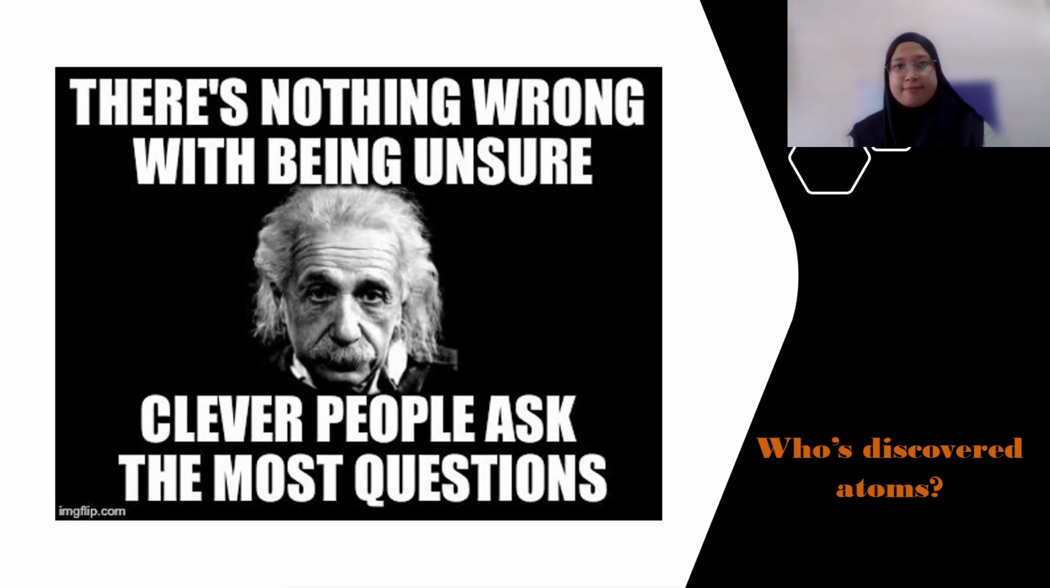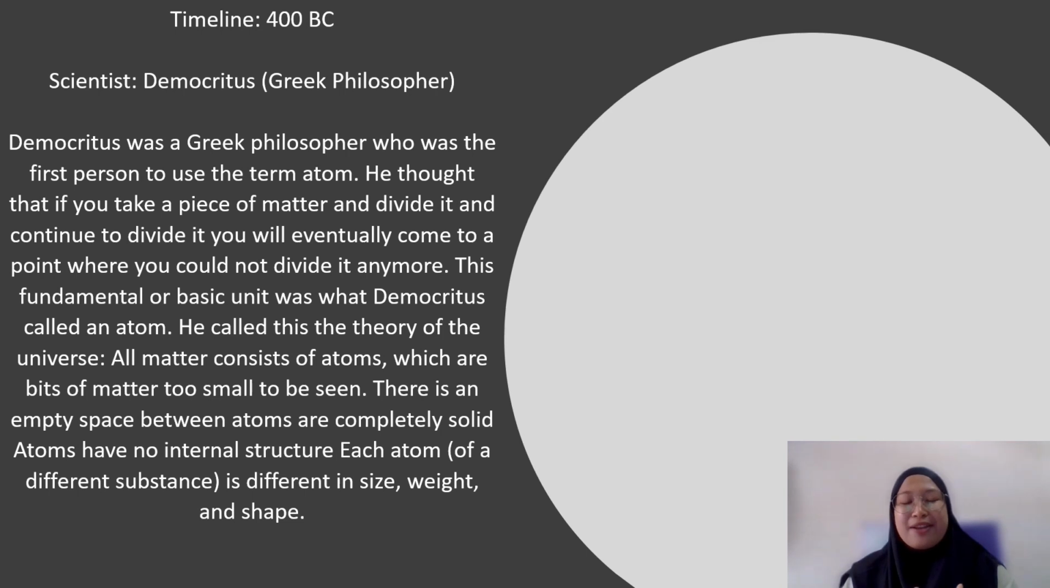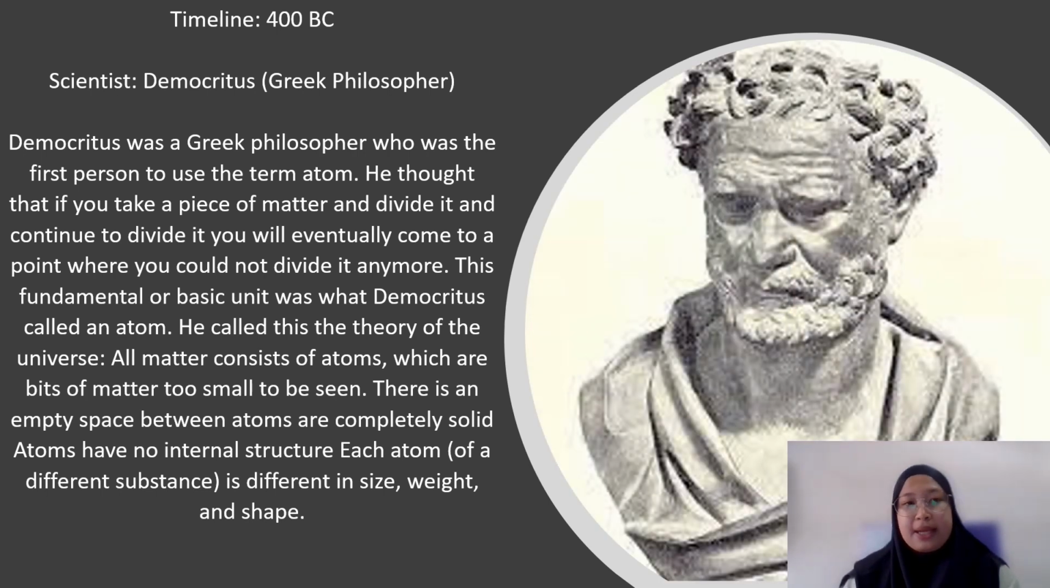So I have done some research about atoms, which is who discovered atoms. This is the story about the atom. Around 400 BC, there was a scientist called Democritus, a Greek philosopher who was the first person to use the term atom. He thought that if you take a piece of matter and continue to divide it, you will eventually come to a point where you cannot divide it anymore. This fundamental or basic unit was what Democritus called an atom.